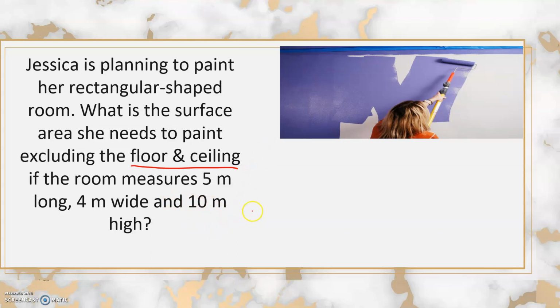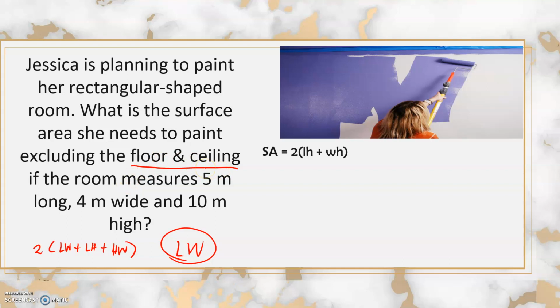Okay, so for the ceiling and the floor, we know that the dimensions included there are the length and the width. That means if the formula in solving for the surface area of a rectangular prism is 2 times the sum of length times width, length times height, and height times width, we will no longer include length times width here because again, the floor and the ceiling will be excluded. So, what we will only compute is 2 times the sum of length times height plus width times height.